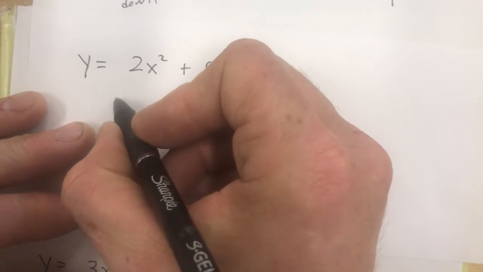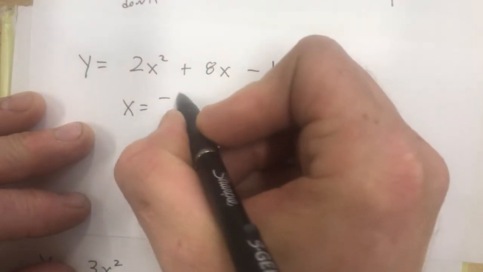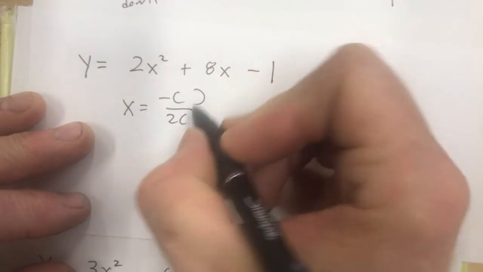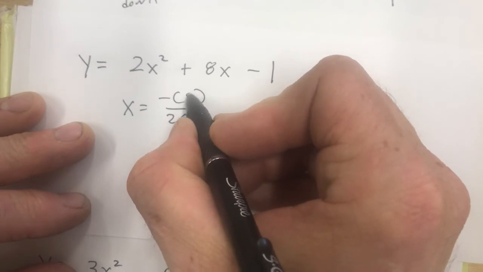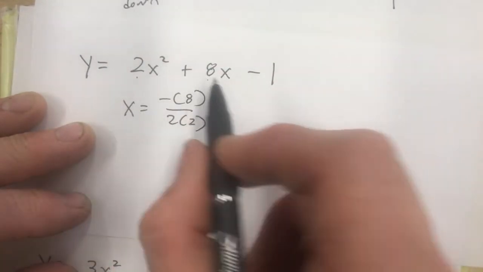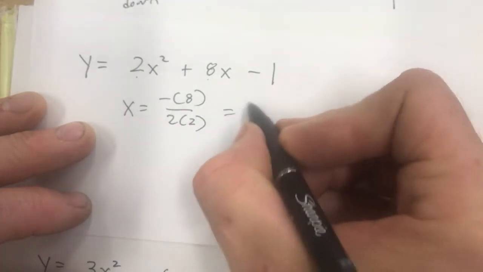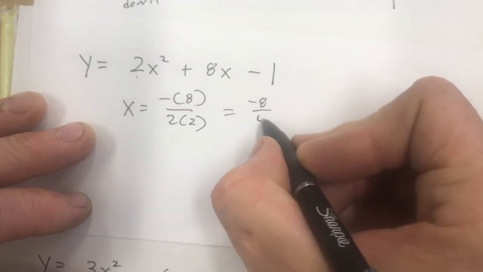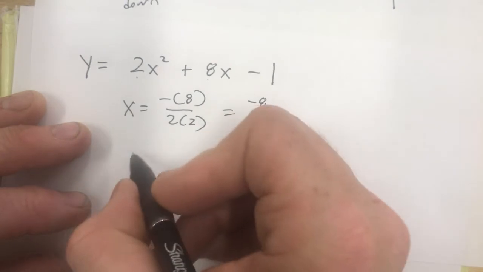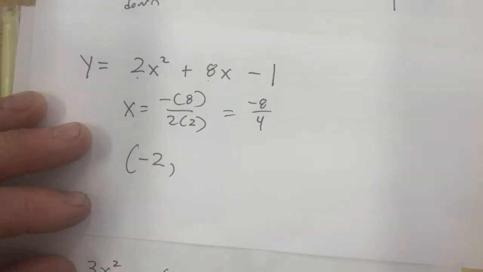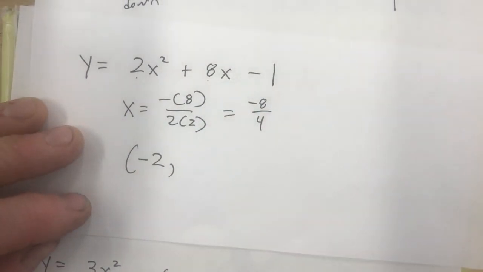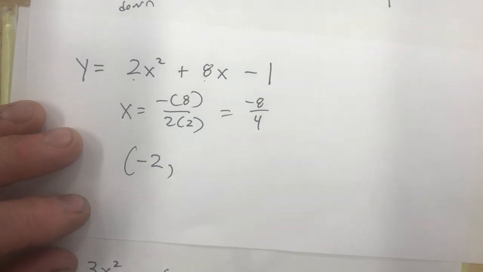So axis of symmetry, x equals -b over 2a. My b in this one is 8, and my a is 2 this time. There's my a and there's my b. So this is a -8 on top, 2 times 2 is a 4 on the bottom. And when I divide that, I get -2. So there's my x value. That's the axis of symmetry, x equals -2.